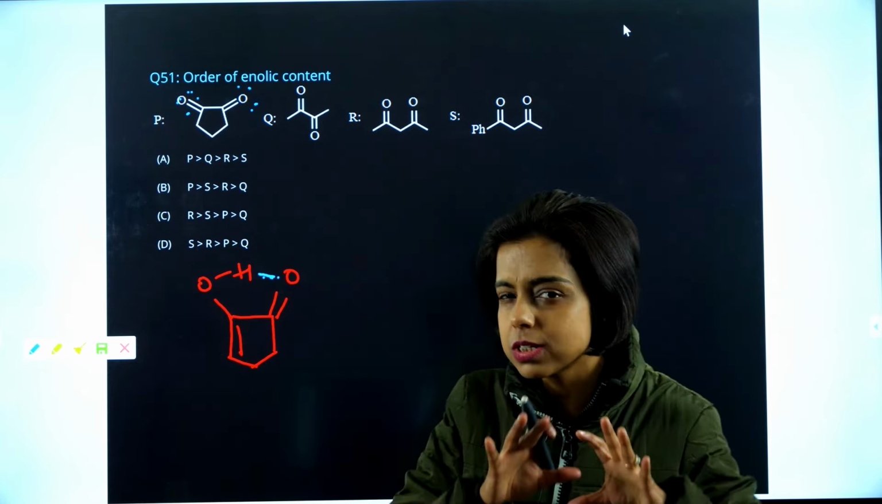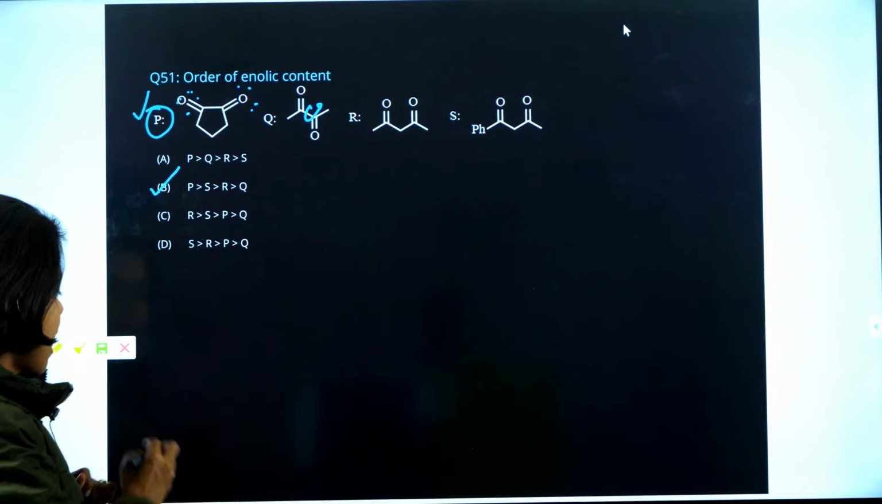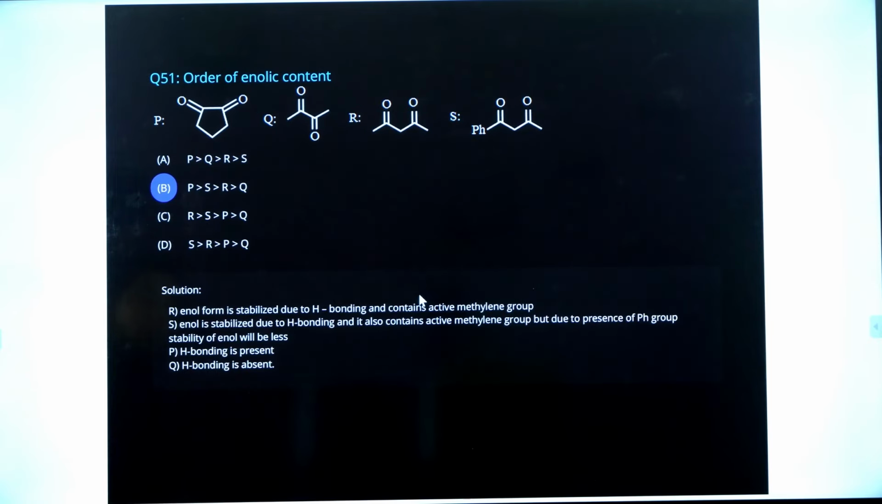So we can easily mark our answer. P having the highest enol content and Q having the least enol content out of all. So we'll mark our answer as B, guys. If you marked it as a B, very well done. It is a question that you should definitely know. This is the concept, keto-enol tautomerism, very important for the JEE, guys.